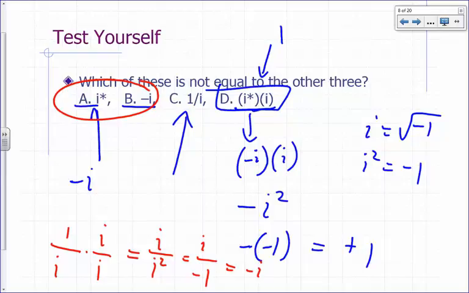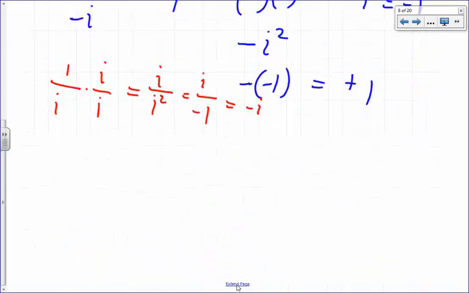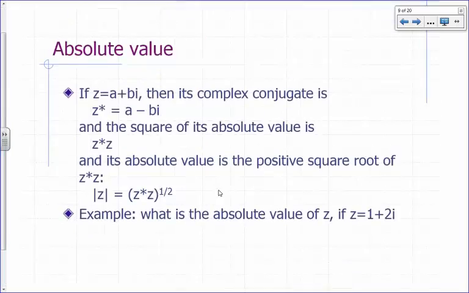Okay, so C, A, and B are all the same. And these are all the same. Another way I could have done this is I could say 1 over i times i, never mind. That's the easiest way to do it. Okay. What about this one?